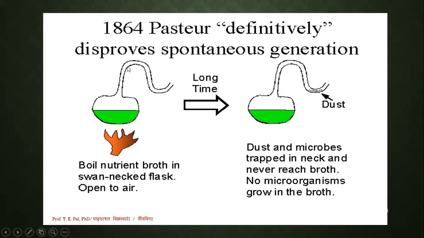But if it is a straight neck one, then definitely there are some microbes present in the broth, and the broth is used by the microbes. So its control experiment is also done here in parallel, to find out this. It's a beautiful experiment. So we come to a conclusion here that life can come only from outside, not spontaneously generated.